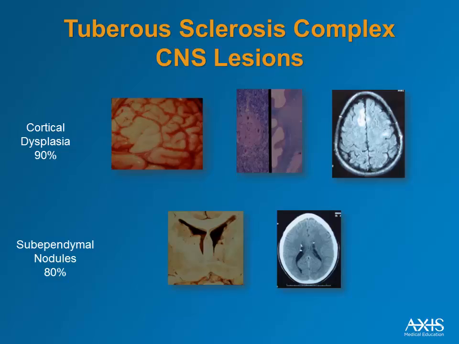On the bottom, you see subependymal nodules that are common in individuals with tuberous sclerosis complex. The pathology picture on the left shows the irregularity in the lateral borders of the lateral ventricles. And then on the right is a computed tomography scan showing the calcification of the subependymal nodules, which is characteristic.